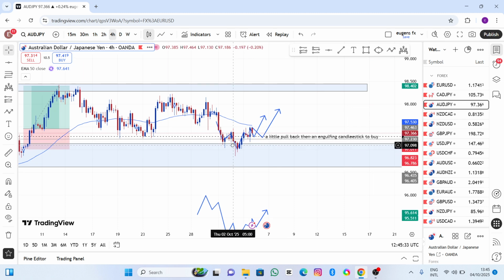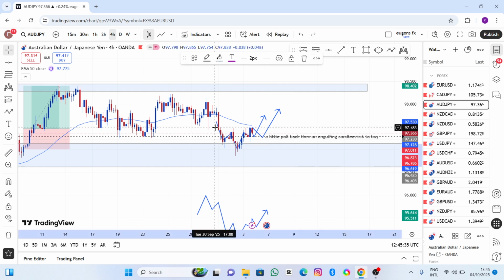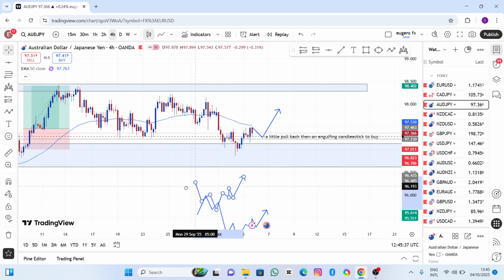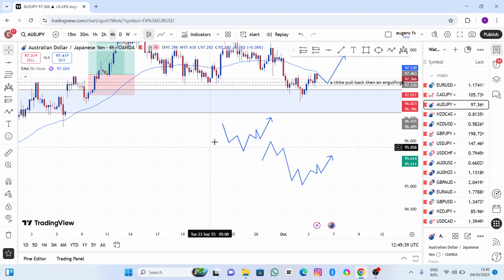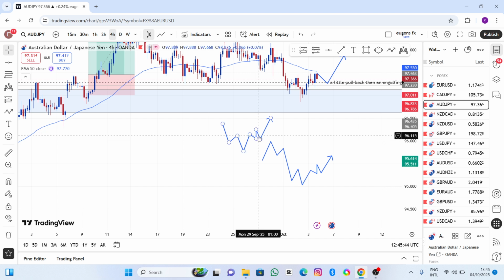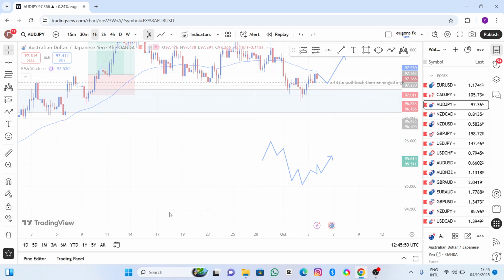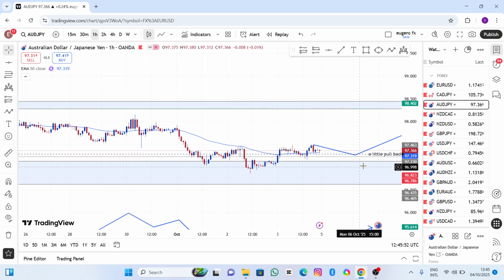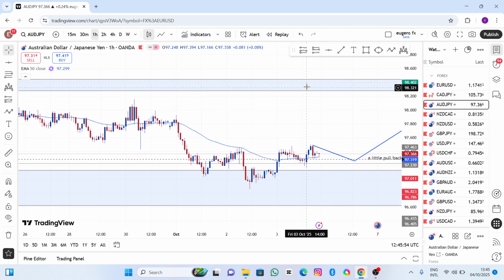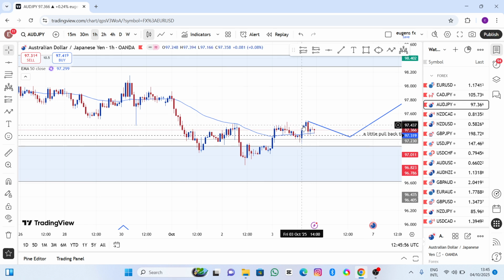So I already put my alert on this pair. So now this is what it looks like. Left shoulder, head, right shoulder. We have the break, the retest. Now we are having the retest to continue the buys. So on the 1 hour, you can also see the inverse left shoulder, head and right shoulder, and we're having the break retest.